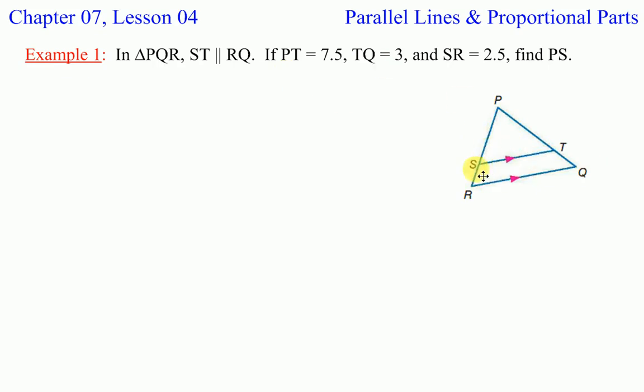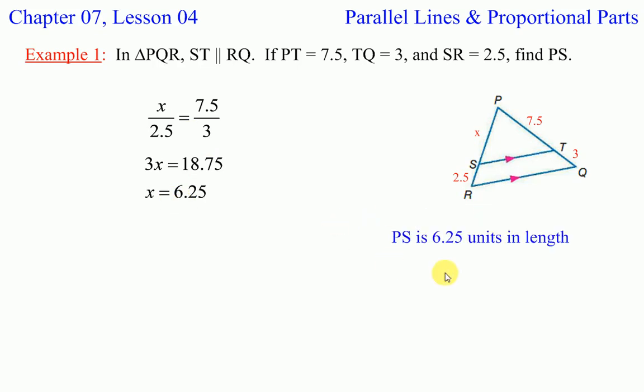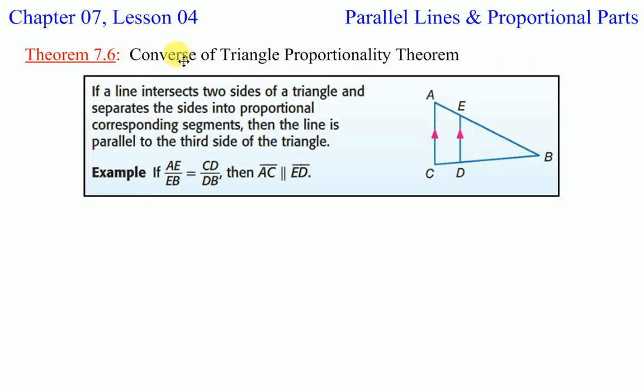Alright, so let's look at this one. We know that these two sides are parallel and we have measures for these, so I'll label that and then we can set up a proportion. So for example, x to 2.5 is proportional to 7.5 to 3 because these two sides are parallel. Cross multiply to solve, boom, x is 6.25.